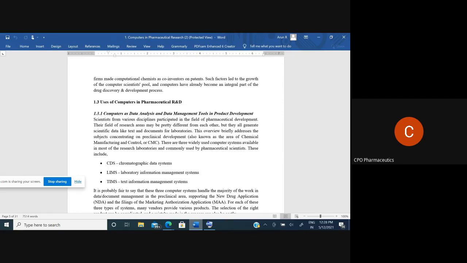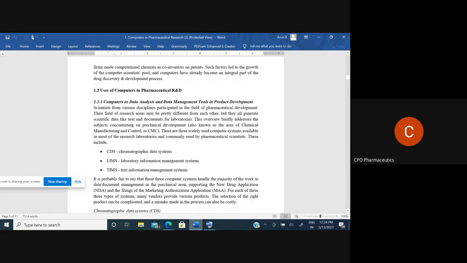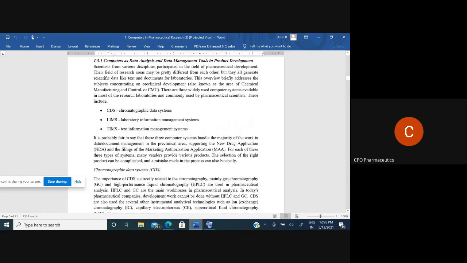In most cases, we will be using these three systems: chromatography data system, laboratory information management system, and text information management system. These are the three things most pharma companies use. Clear? This data is used for regulatory filing, audits, and all those things. Now we'll talk about the chromatographic data system.